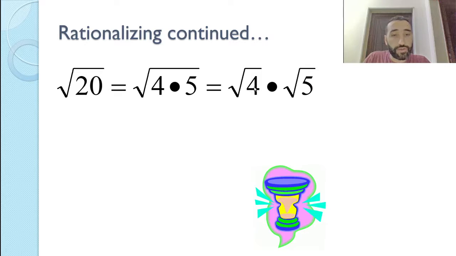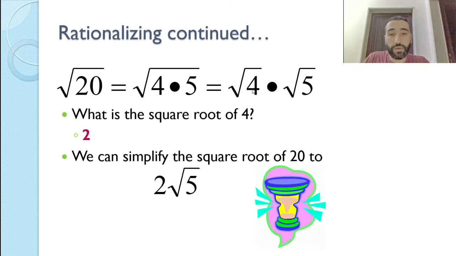Radical 4 is equal to 2. I know that the square root of 4 is equal to 2. So we can write radical 20 as 2 radical 5. So we continue in that way: radical 20 equals radical 4 times 5, equals radical 4 times radical 5. We took this property, and radical 4 I write as 2.